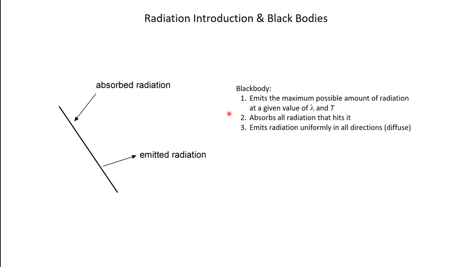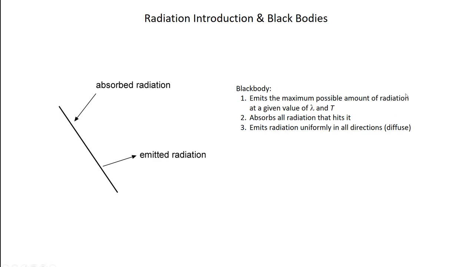So a black body emits the maximum possible amount of radiation at a given wavelength and temperature, right? You'll never go above a black body. The other nice thing about a black body is it absorbs all the radiation that hits it, right? So we don't have to worry about anything being reflected. And then finally, a black body emits radiation uniformly in all directions, right? So that's what's called a diffuse emitter. So these are the characteristics of a black body.